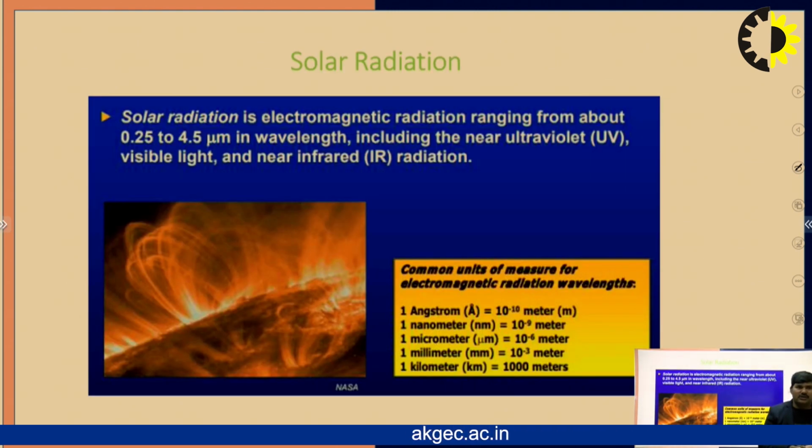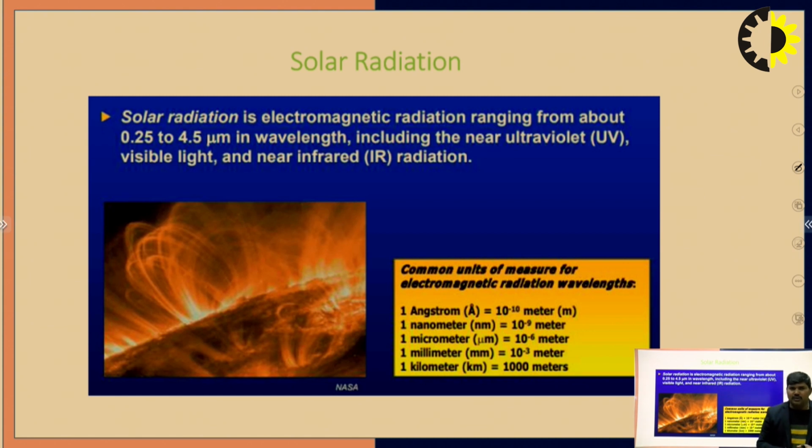Solar radiation is electromagnetic radiation ranging from 0.25 to 4.5 micrometers in wavelength, including near ultraviolet, visible light, and near infrared radiation.